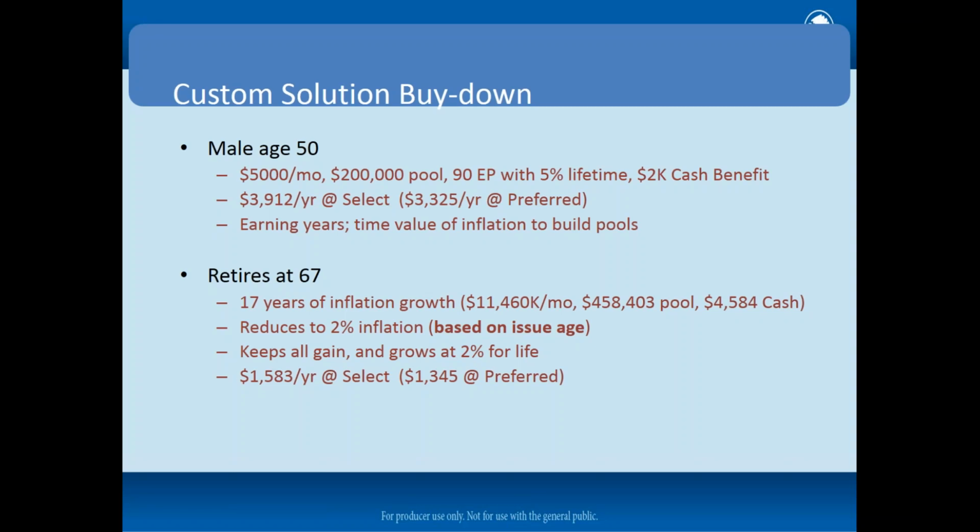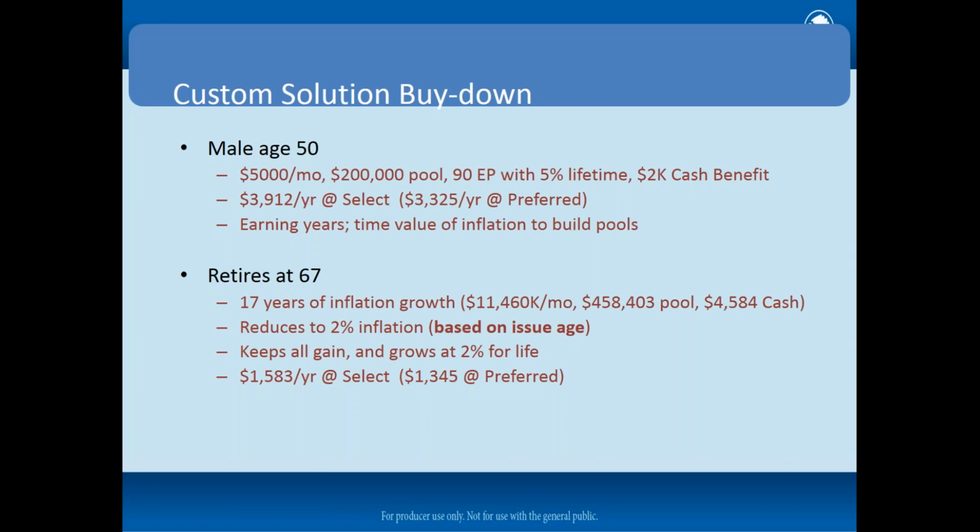He retires at age 67. So after 17 years of growth at 5% compound inflation, his monthly benefit has now grown to just under $11,500. He's got well north of $450,000 in the pool of money, and the cash benefit has grown to basically $4,600 a month. So on the policy anniversary when he turns 67, he contacts Mutual of Omaha and requests to reduce his inflation to 2%.